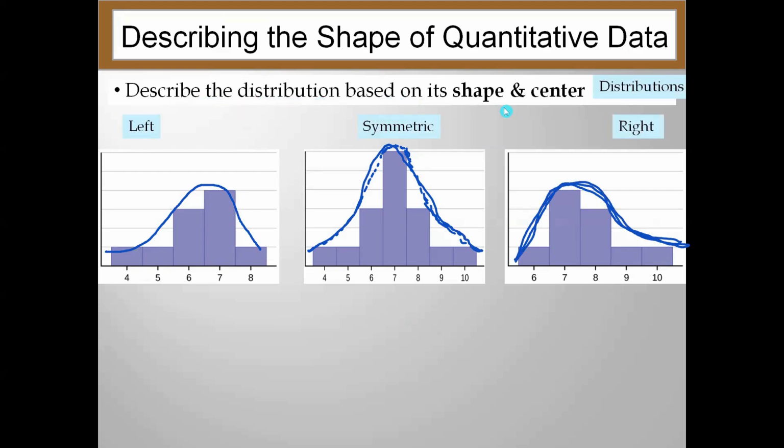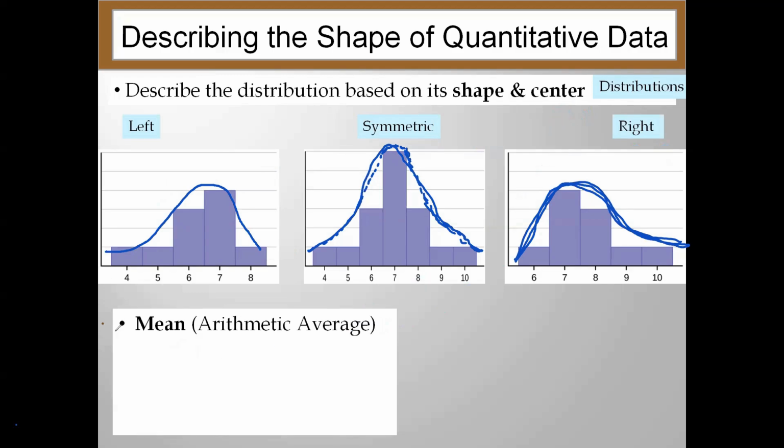Describe the distribution based on the shape and center. So we have left skewed, symmetric, and right skewed. Now we're going to measure the different types of center. The mean, or arithmetic average. So for the symmetric graph, we expect the mean to be right in the middle. We can maybe call this X bar to represent our mean or average.